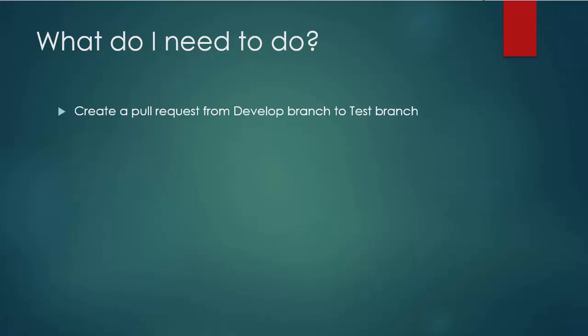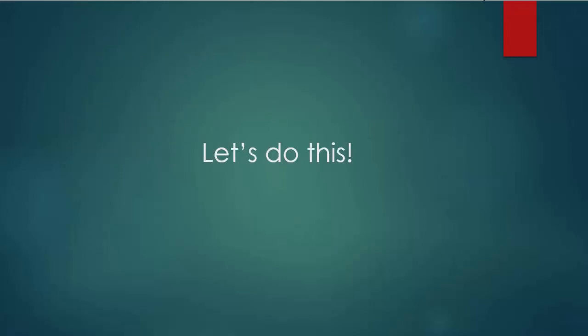So what do you need to do? You're going to create a pull request from your develop branch to the test branch. Then you're going to go in, complete the pull request, and kick off a new build, which was actually what this screencast was going to be about, doing your CI/CD stuff. But hey, bonus, right? All right, so let's do it.